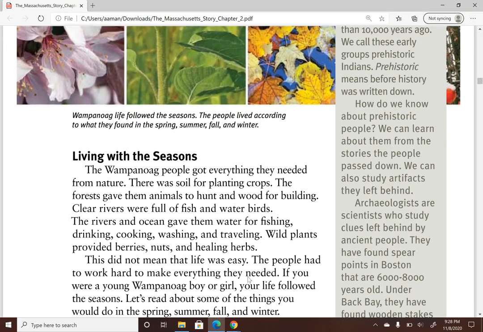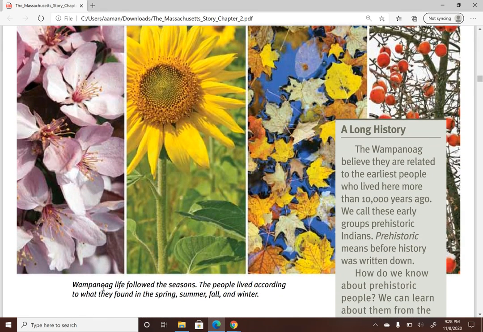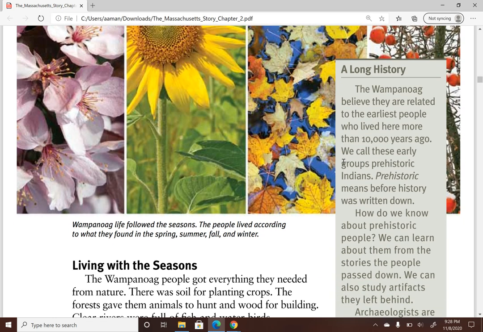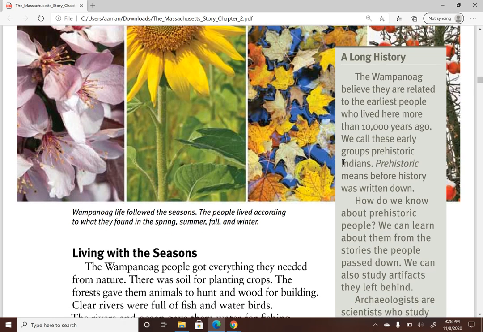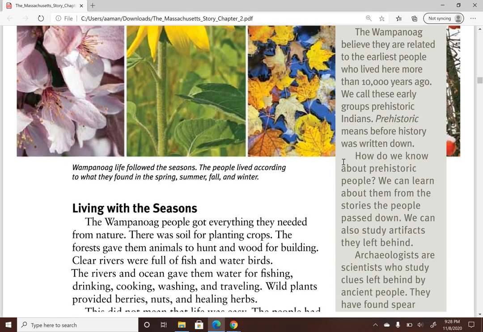Now we have a picture and a label which says Wampanoag life followed the seasons. The people lived according to what they found in spring, summer, fall, and winter. Sidebar, a long history, in a text box. The Wampanoag believed they are related to the earliest people who lived here more than 10,000 years ago. We call these early groups prehistoric Indians. Prehistoric means before history was written down.